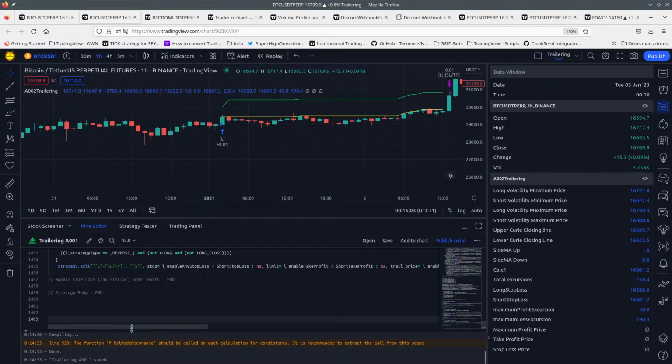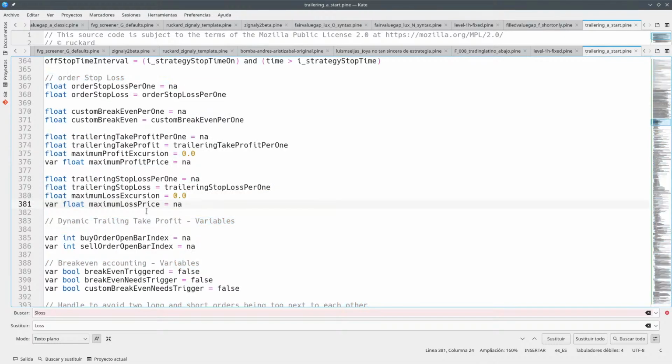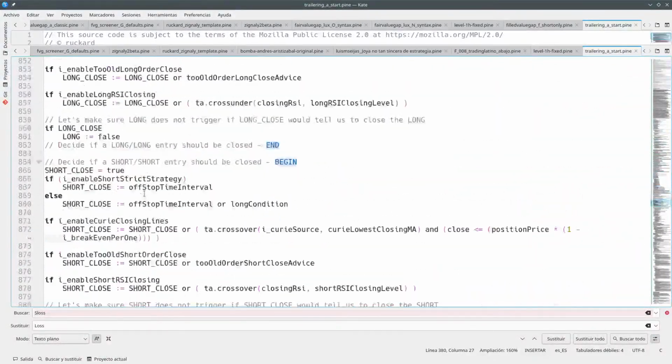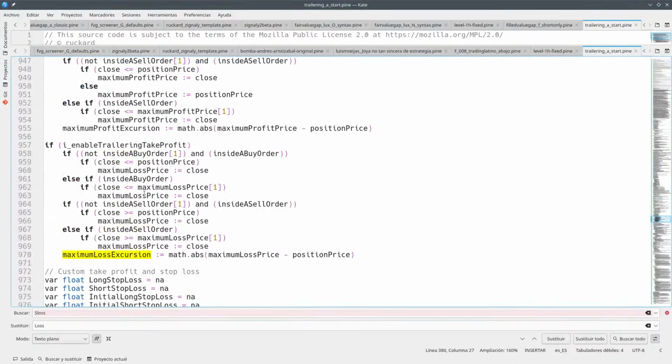Need to remove this RSI, stupid RSI. Okay, what is happening now? Maximum loss excursion is NA. Why? Maximum loss excursion is NA. Why is that? Haven't we copied and pasted everything properly? Position price, maximum loss price. Oh yeah, that's the same thing as here, isn't it? Yeah, I think so.